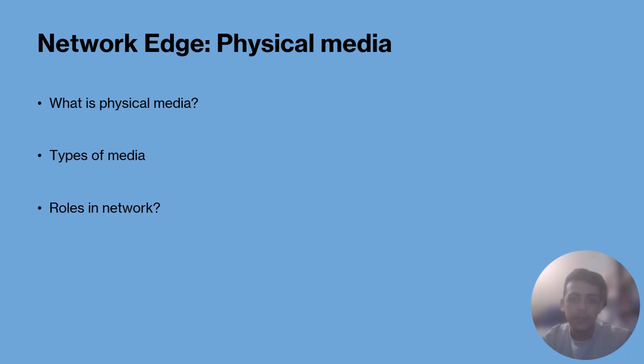Next we have physical media. This refers to the actual materials or components that carry data signals between devices on a network. It's the foundation that makes communication over the internet possible. The transmission medium is the physical media that provides the physical path along which data travels. This can include cables, fiber optics, or even wireless signals.